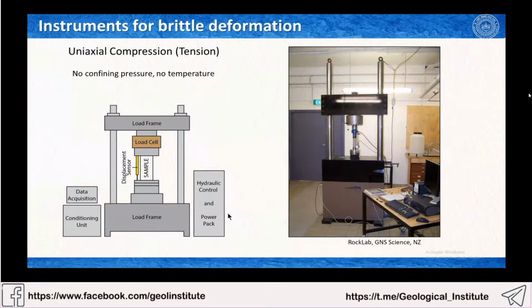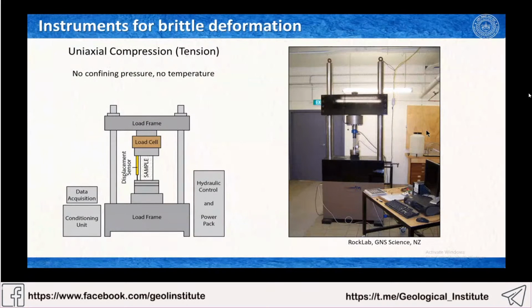And then you have some hydraulic control or servo control power pack, some controlling units, and data acquisition. So this is a very simple instrument that you can see. Here is a sample in the middle. This is the load cell and something like that. You can deform rocks here either by compression or tension. Tension is a little difficult, because you have to grip the sample, and that most of the time doesn't work, but if the sample is soft, then you can perform the tensile experiments.